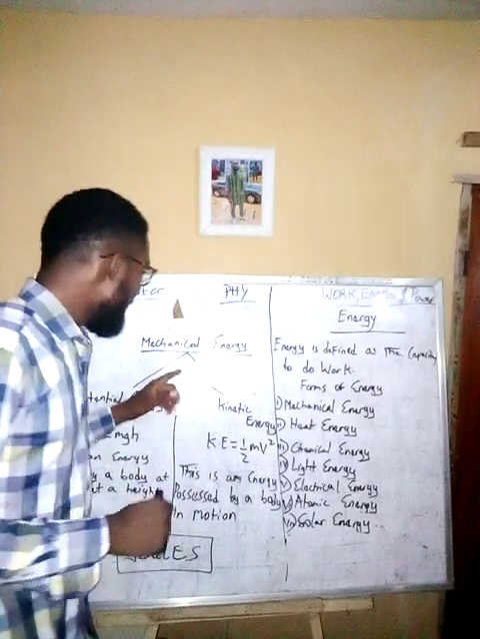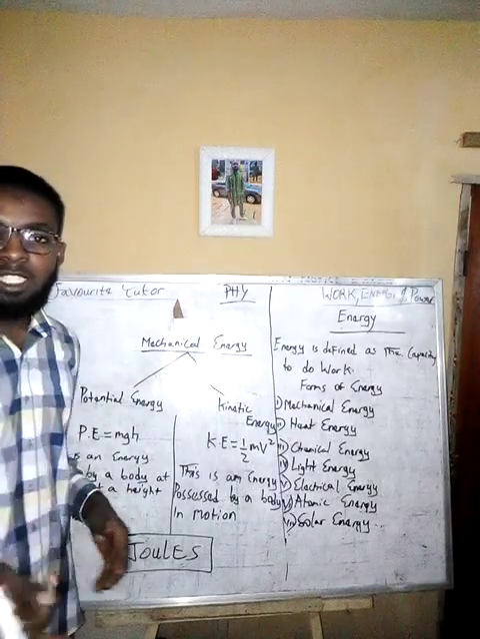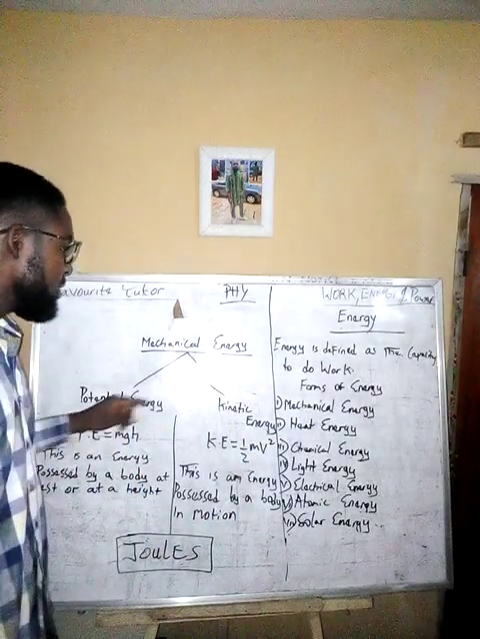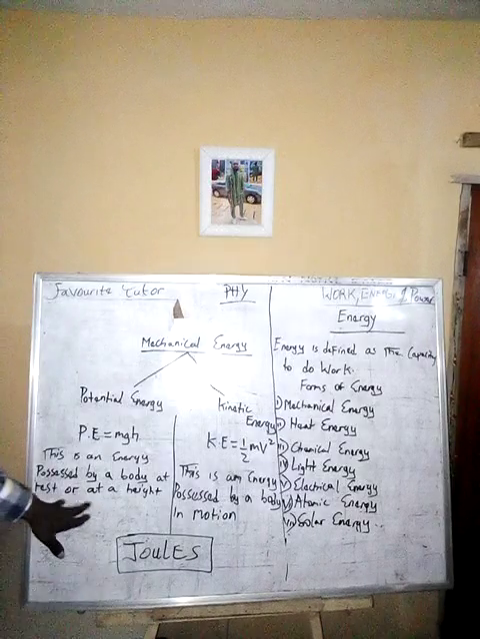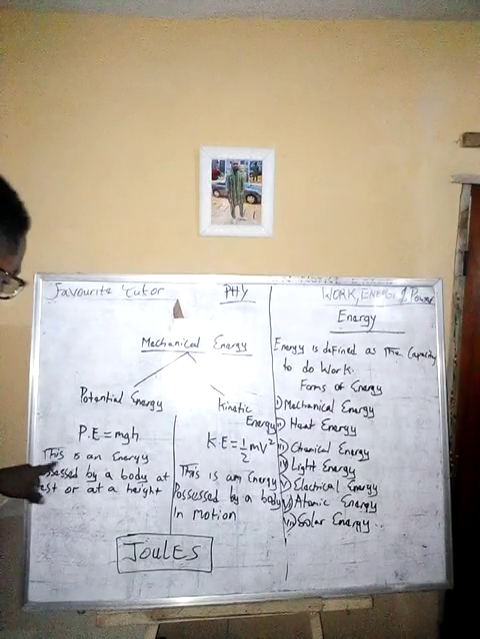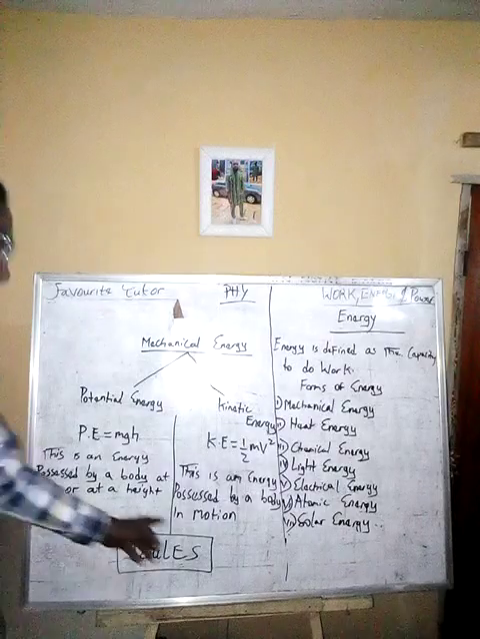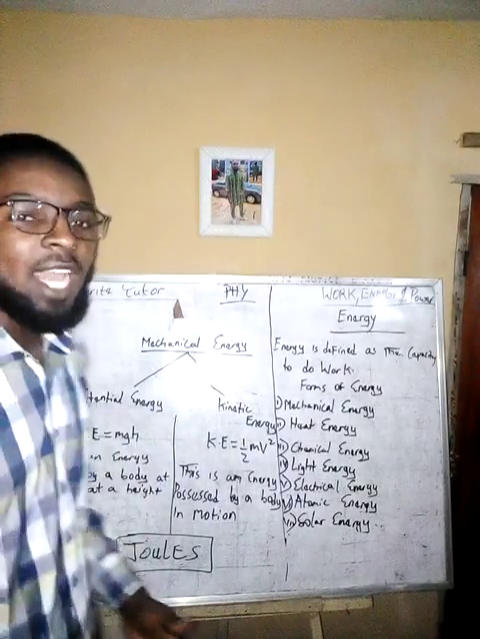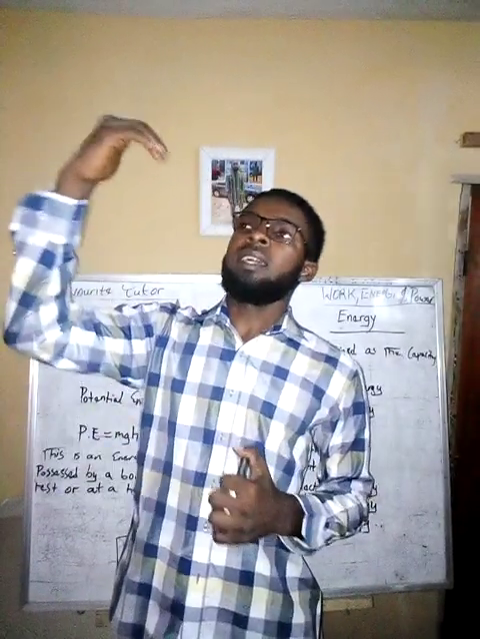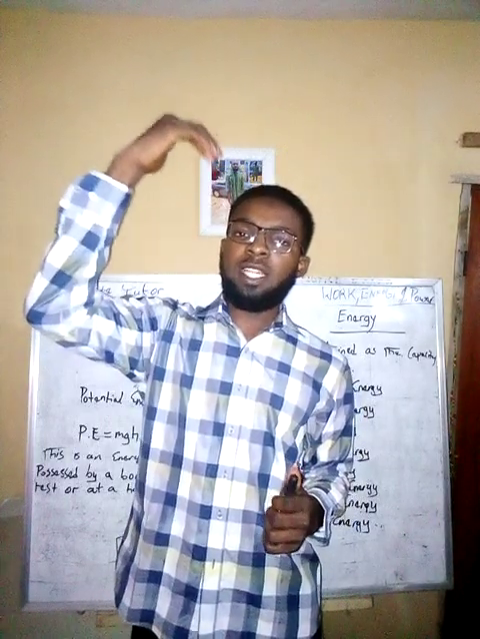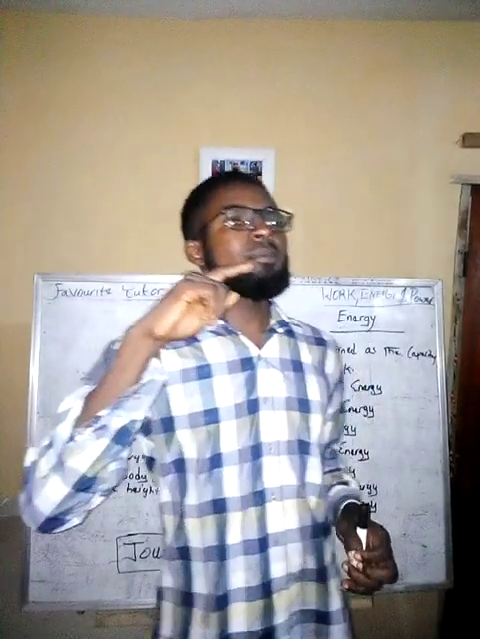All right. But today we are going to be talking about mechanical energy. And mechanical energy is divided into two parts: potential energy and kinetic energy. Now this potential energy, it's been written down here. You can look at it. This is energy possessed by a body at rest or at a height. That is potential energy. Energy possessed by a body at rest or at a height. An energy at a height possesses potential energy.